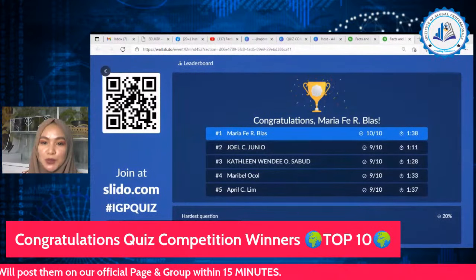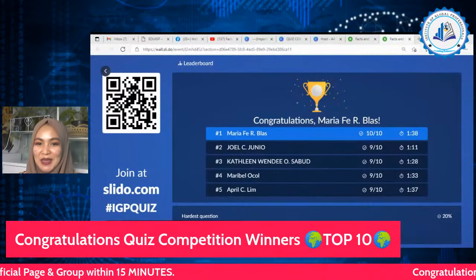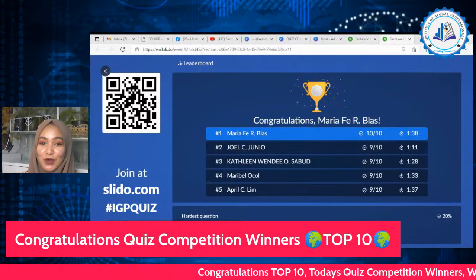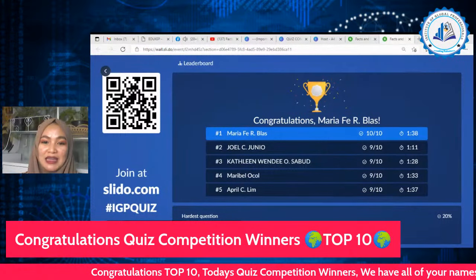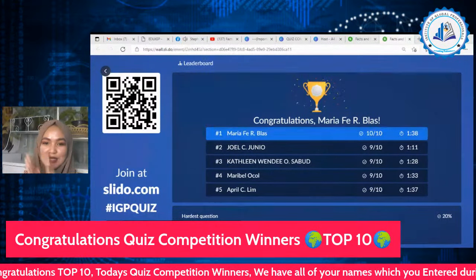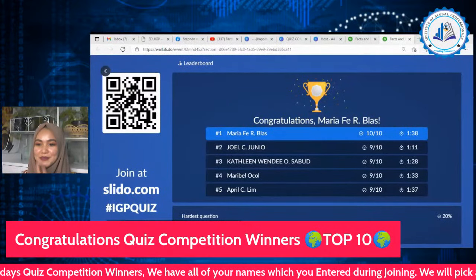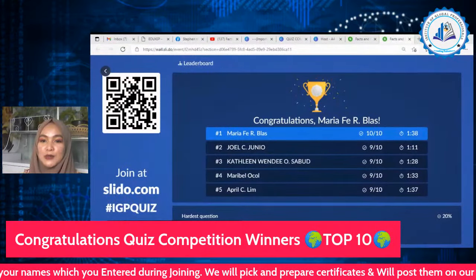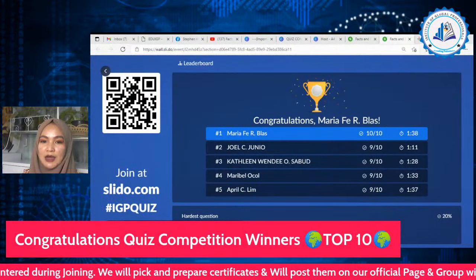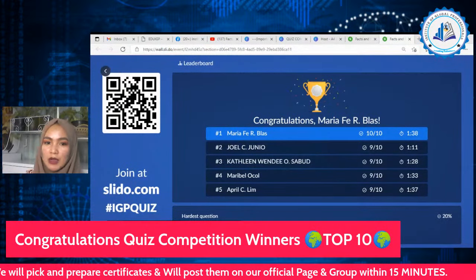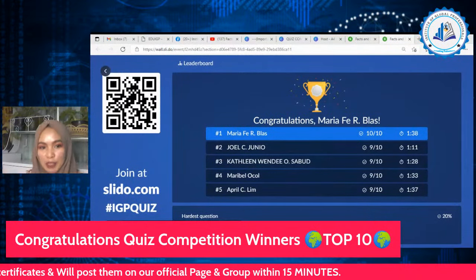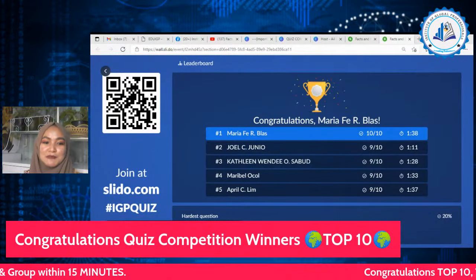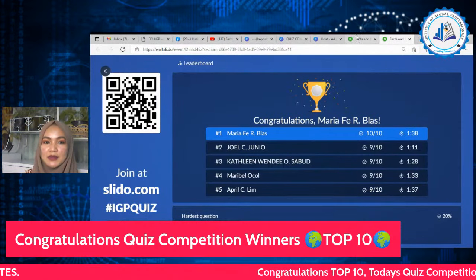Okay, so let me read the other winners. So the top two is Joel C. Junio. The top three is Miss Kathleen Wendy O. Sabot. The top four is Maribel O'Connor. And the top five is April C. Lim. Wow, congratulations for the top five. For the top five and also for the top 10, you will be going to have your certificate for winning this competition.